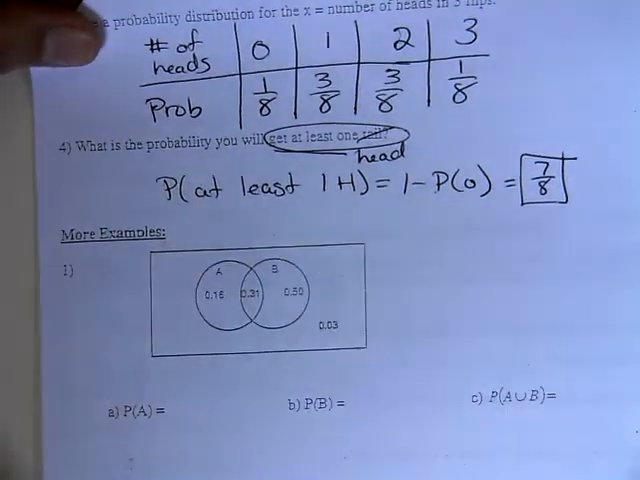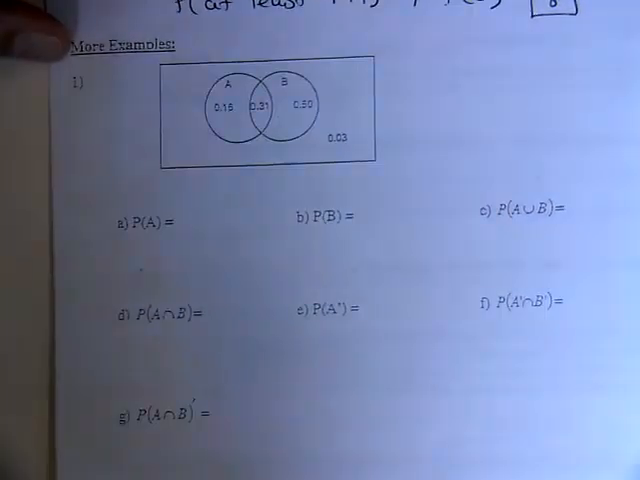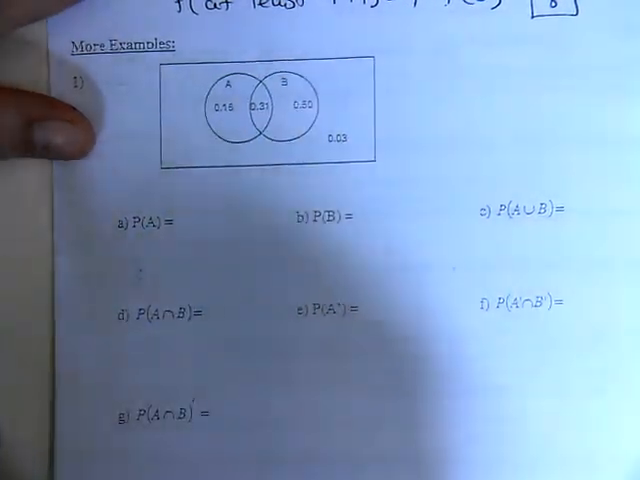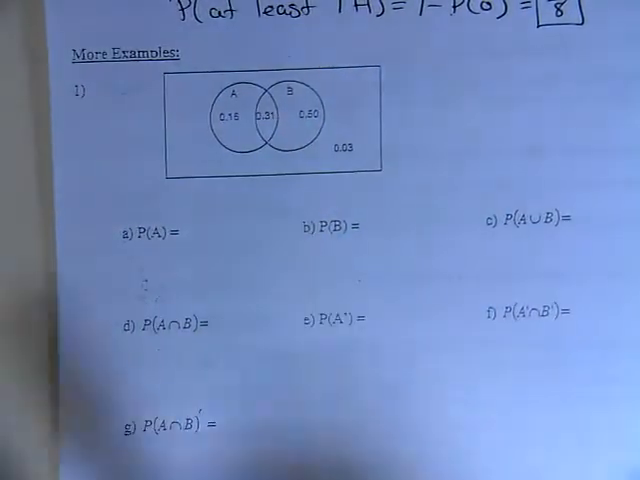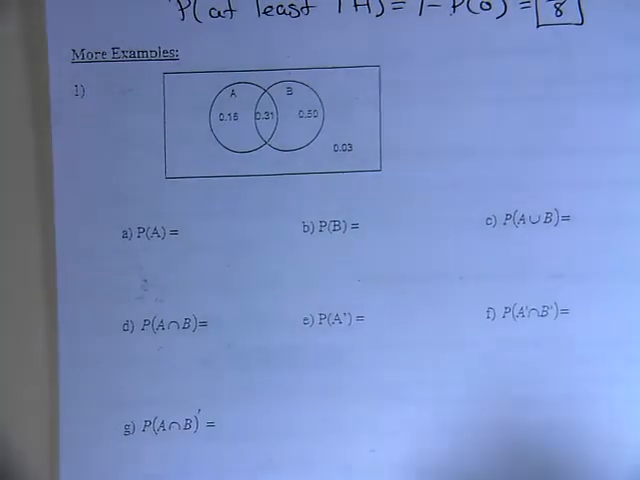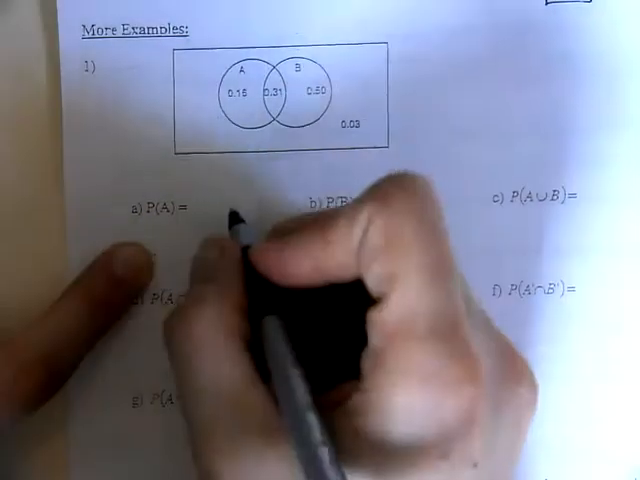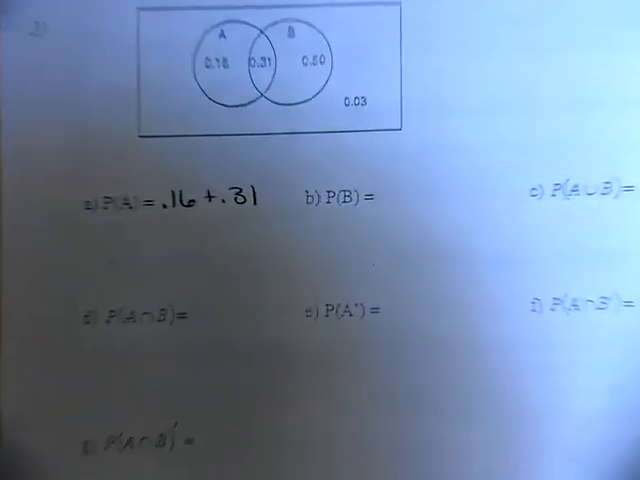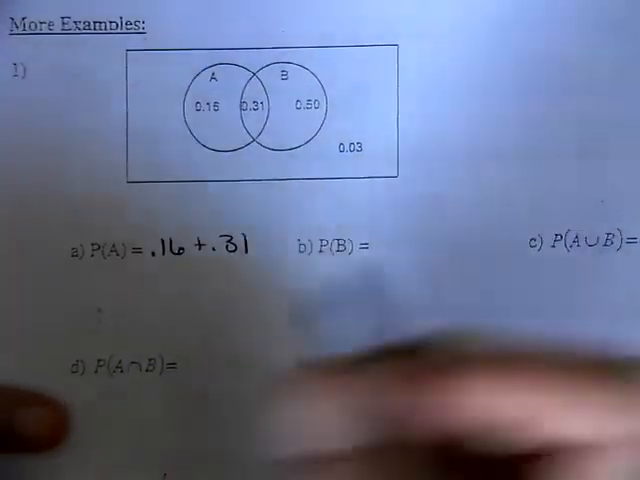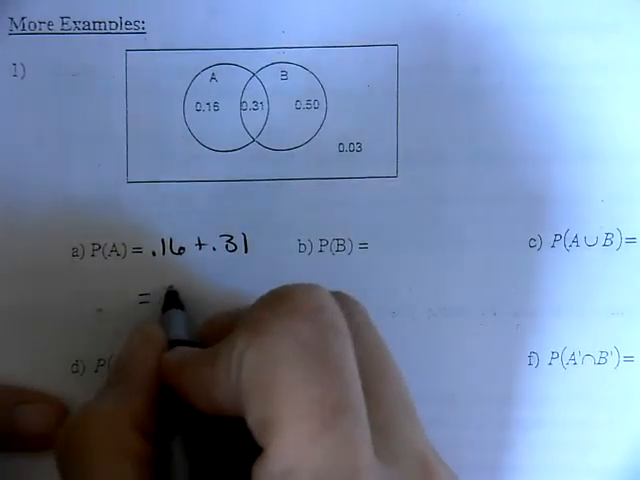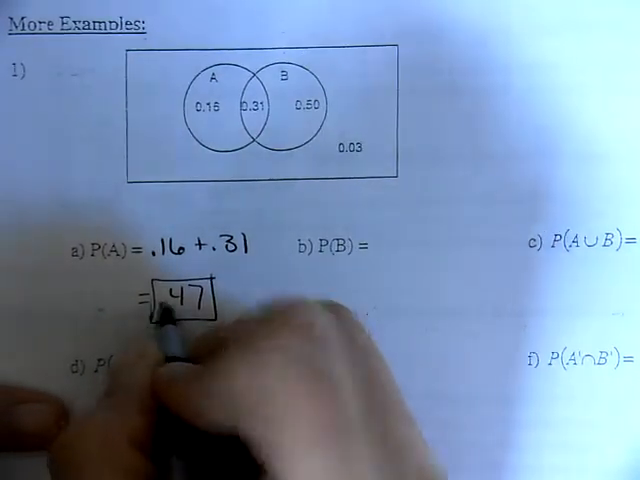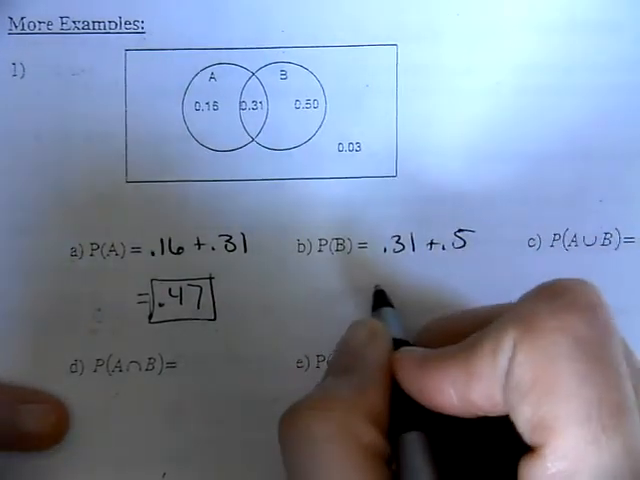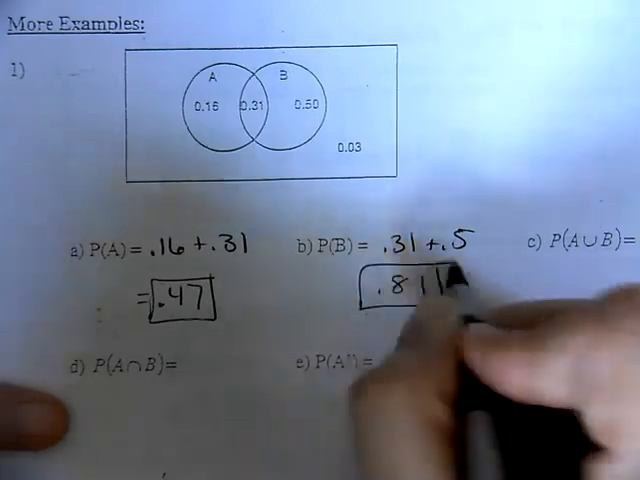So again, there's more examples. Again, I'm throwing you everything I could think of. Here's a Venn diagram. So we have A, B, and then we have some stuff outside A. Again, all of this is decimal, so I'm going to leave my answers all in decimals. So the probability of event A is just 0.16 plus 0.31. So that would be 0.47. Probability of B, I'm going to add up 0.31 and 0.5. So 0.81.